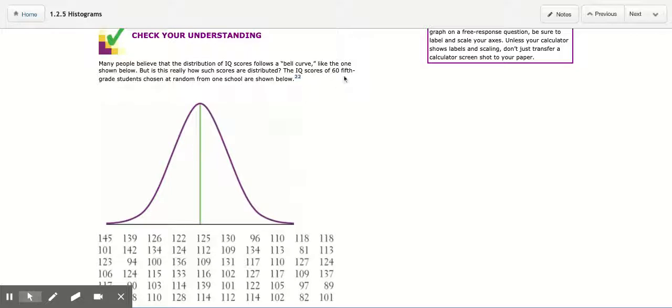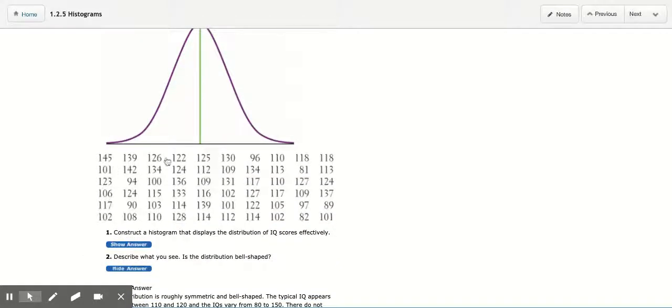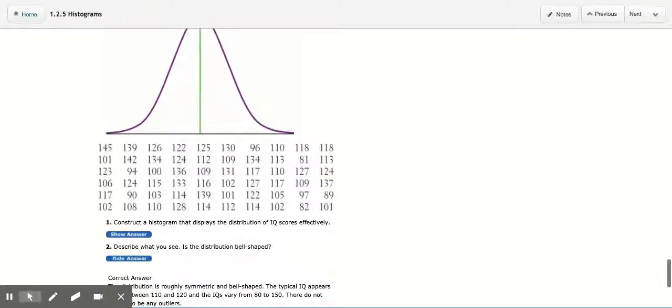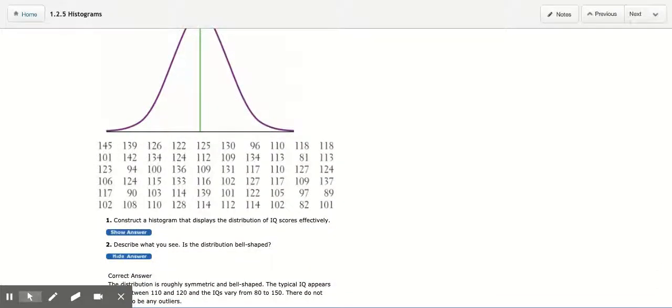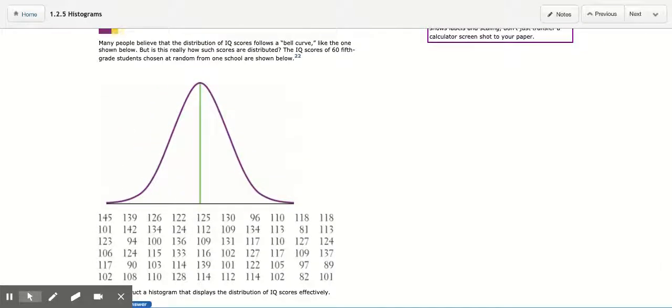The IQ scores of 60 fifth grade students chosen at random from one school are shown below. So these are their IQ scores for those 60 fifth grade students. Now the question is, we need you to construct a histogram, and then we need you to describe what you see. Again, when they're asking you to describe what you see, you should be thinking SOCS. This is quantitative. This is numbers that we're dealing with.